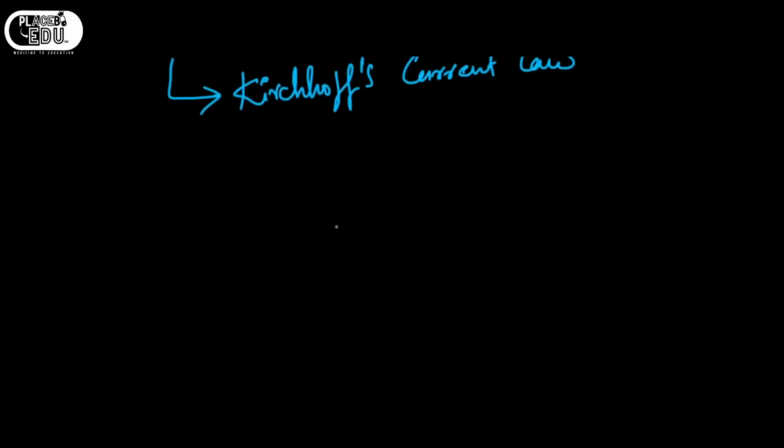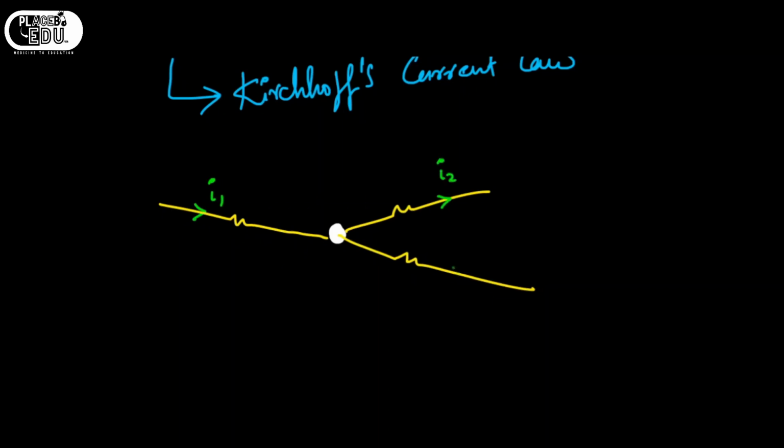For example, consider a node here. This is a node. For better understanding, I am drawing this much size. This is a node. We have three branches like this. Okay, from branch 1, the current I1 is passing to the node, and the current I2 is passing away from the node, and the current I3. Whenever there is a condition like this, Kirchhoff's current law says that the arithmetic sum is 0. Arithmetic sum implies I1 minus I2 minus I3 is 0.